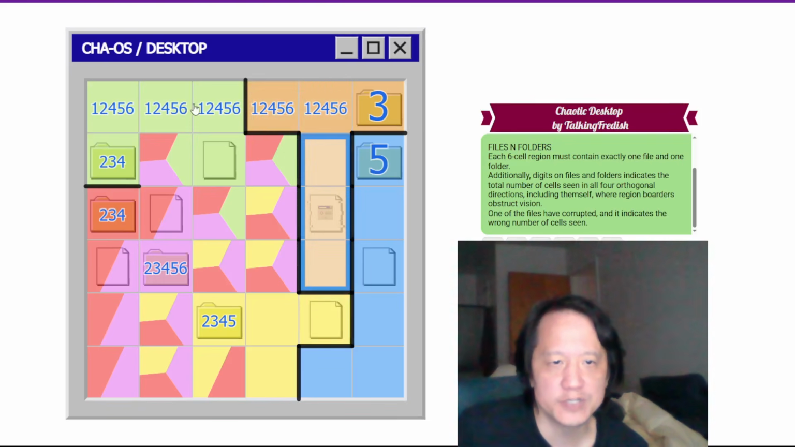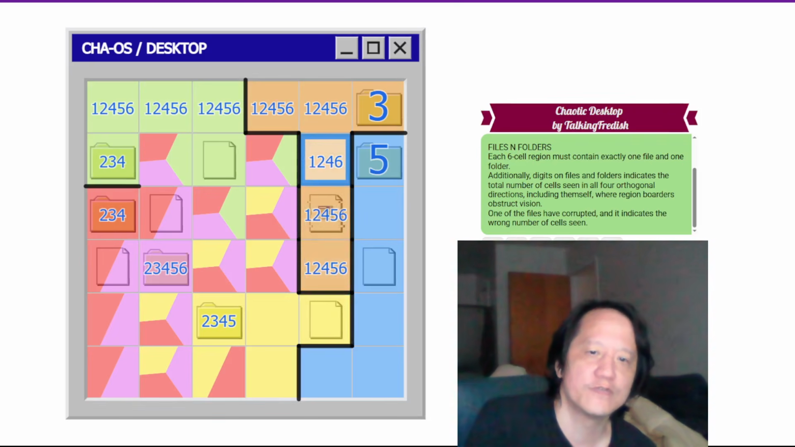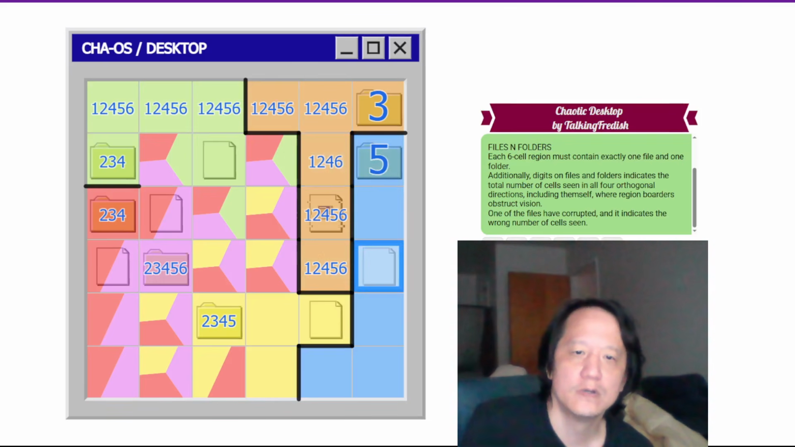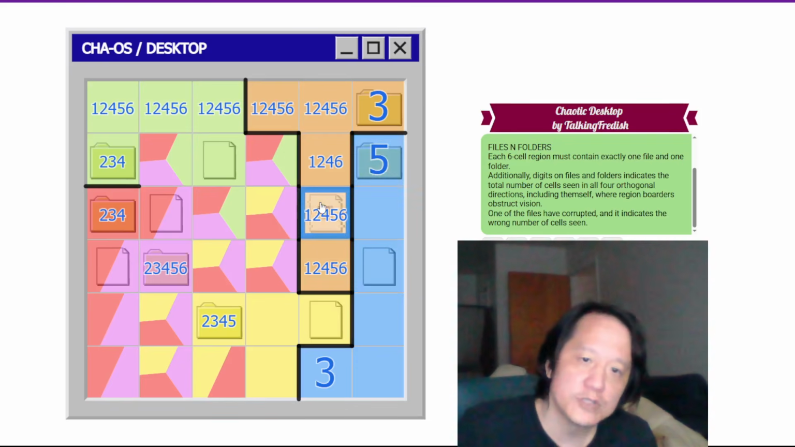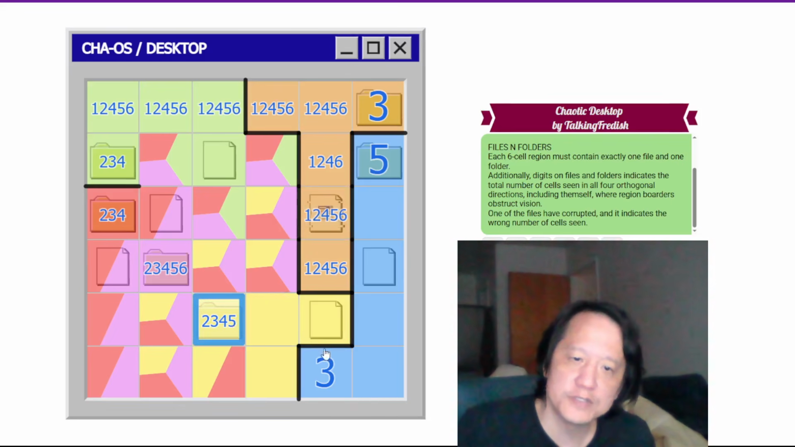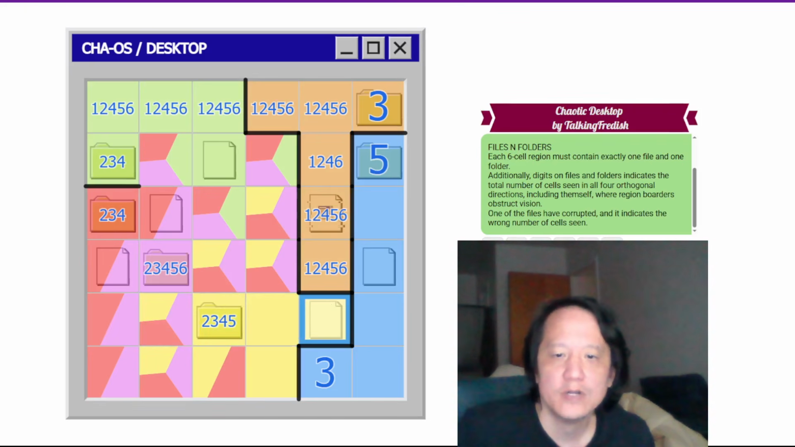These 3 digits must match these. So we have 1, 2, 4, 5, 6. No 5 here. 3 has to be here. These 2 see the same number of cells, so this must be counting exactly correct. This sees at least 3. This sees... Oh, we have a contradiction. No. So this can't see 3 here. It can't see this one here, so this is 4, 5.